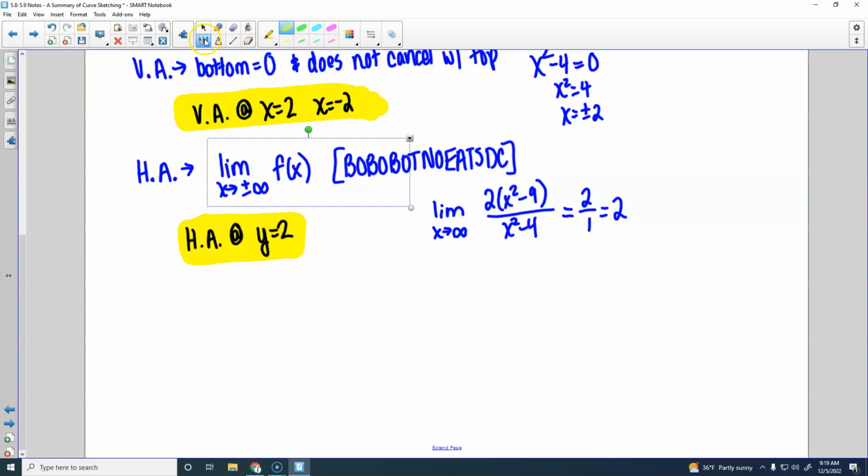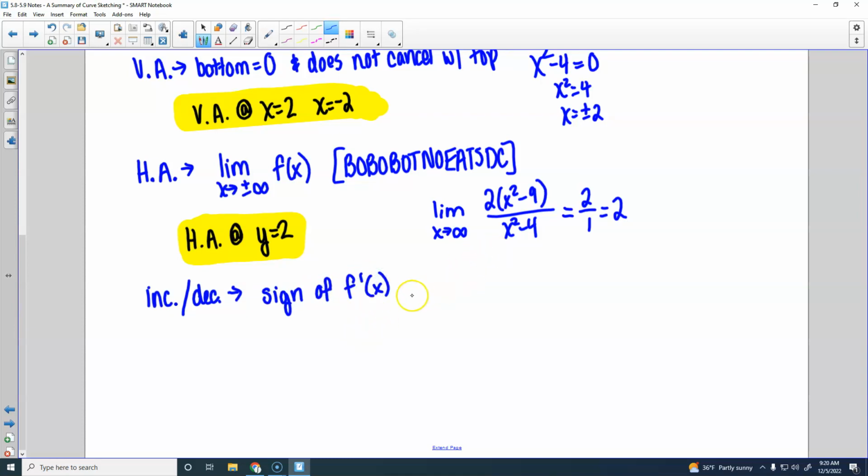So our function, I think it'll be a little bit easier to take our derivative. So increasing and decreasing, we're going to look at the sign of our first derivative. So I would probably do f of x, I'd go ahead and distribute that too. So you got 2x squared minus 18 over x squared minus 4.